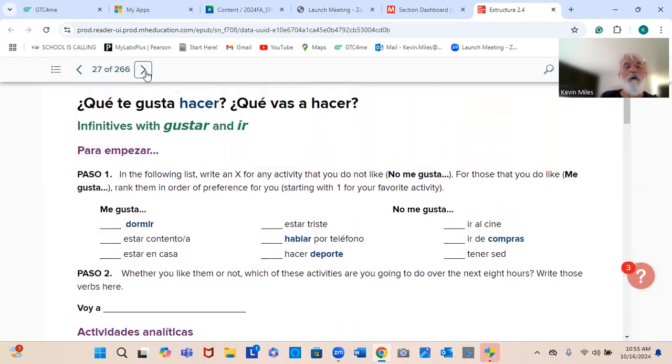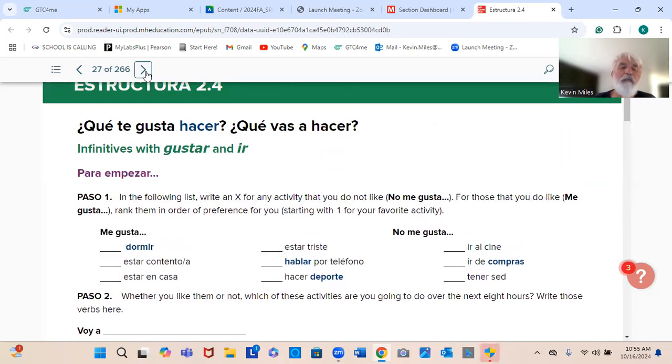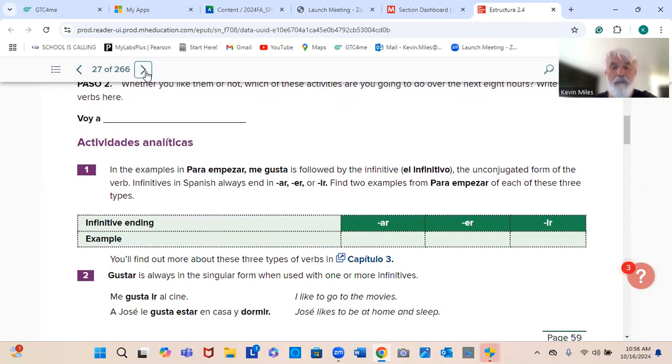And they call this section infinitives with gustar and ir. So an infinitive is just the unconjugated form of the verb. So I like to eat, or I am going to eat. So it's using gustar or ir with a verb infinitive. I am going to play baseball, or I am going to play basketball. Or I like to play basketball. So using the to form of a verb with gustar or ir. That's what they want us to see.